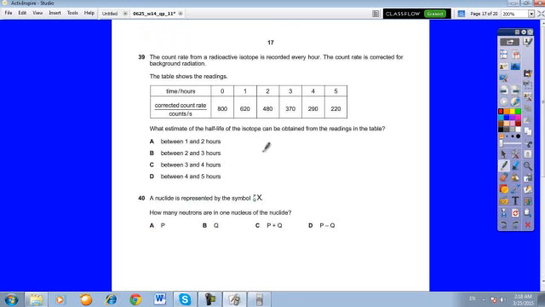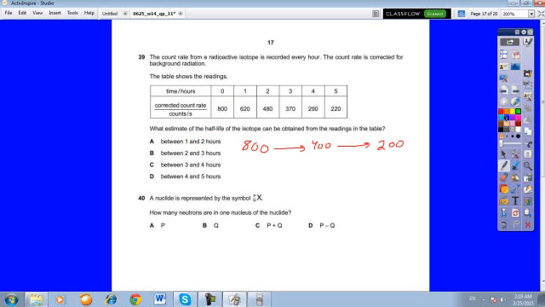39. The count rate from a radioactive isotope is recorded every hour. The count rate is corrected for background radiation. The table shows the readings. What estimate of the half-life of the isotope can be obtained from the readings in the table? If we start with 800, after one half-life it becomes 400. After another half-life it becomes 200.